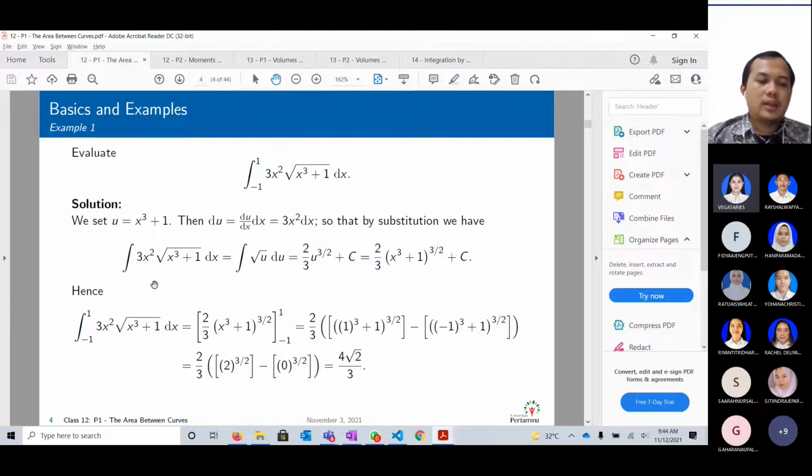Then after that, to compute the definite integral, since we already know the integral, the definite integral becomes 2/3 times (x cubed plus 1) to the power 3/2 from -1 to 1. And then we simply substitute the upper limit, then minus the lower limit. This is from the second fundamental theorem of calculus. And we get that the value is 4/3 times the square root of 2.